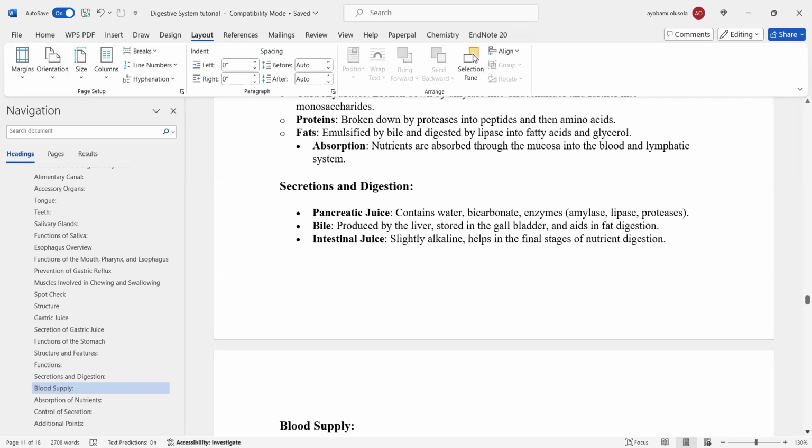So we also have the bile. The bile is produced by the liver. It is stored in the gallbladder, and the essence of the bile is to aid in fat digestion. Then we also have intestinal juice. The intestinal juice is slightly alkaline, and it helps in the final stages of nutrient digestion.